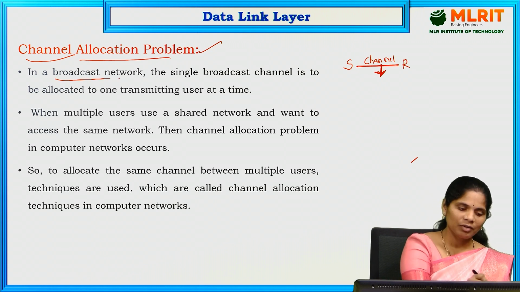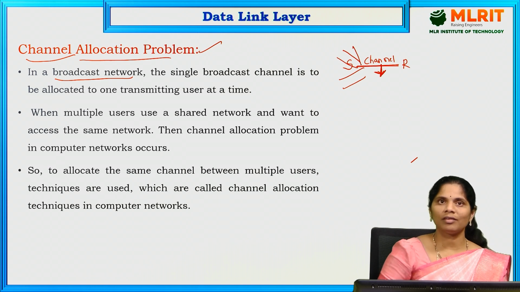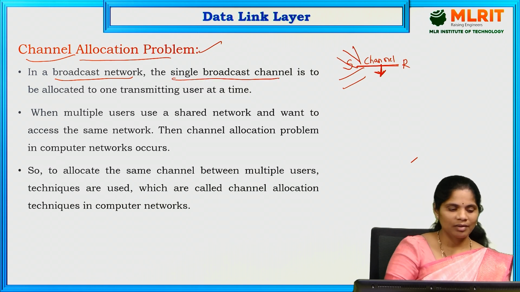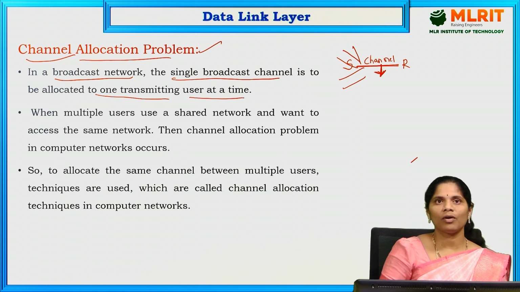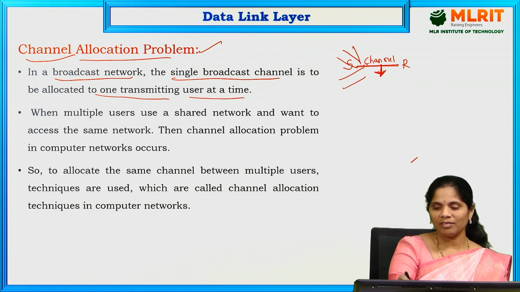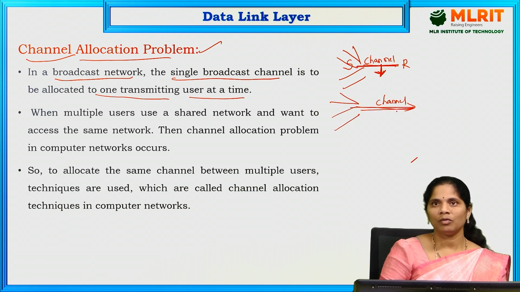In a broadcast network, a number of users are there. A single broadcast channel that has to be allocated to one transmitting user at a time is called the channel allocation problem. This is only a single channel, and a number of users want to share this particular channel to send their data. At that time there may be a chance of collision. That particular problem is nothing but the channel allocation problem.